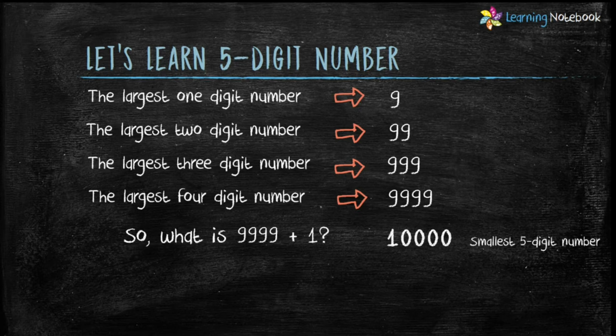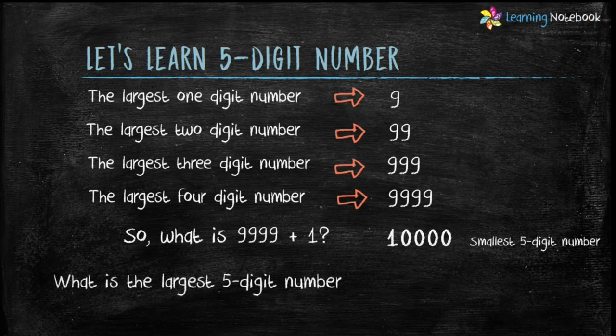This is the smallest 5 digit number. Now what is the largest 5 digit number? 99999. We will learn about how to name 5 digit numbers in a short while.